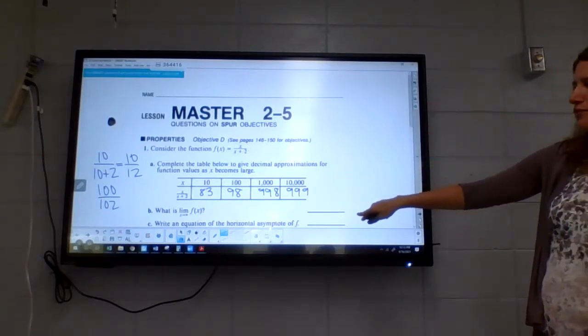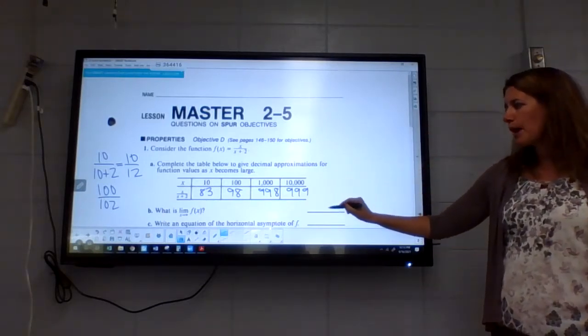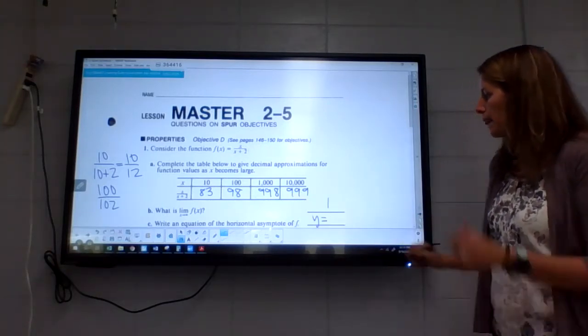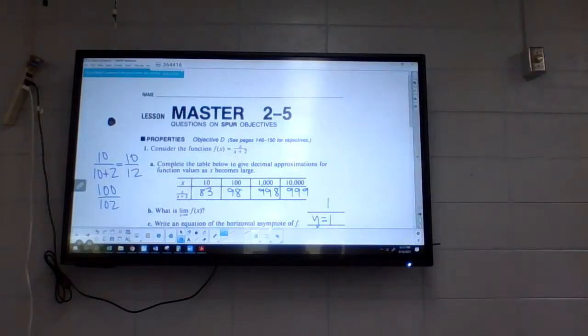So that's when they're asking for the limit in part B. It's probably approaching 1, and then the horizontal asymptote is 1. You didn't ask for B and C, but we can talk about it.